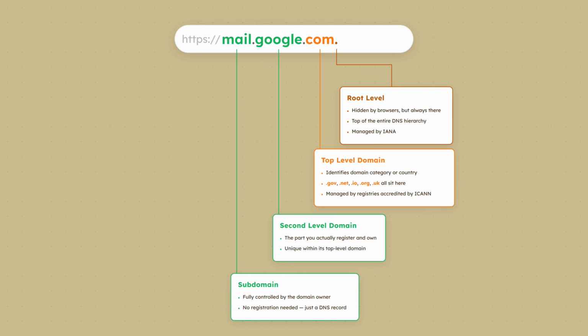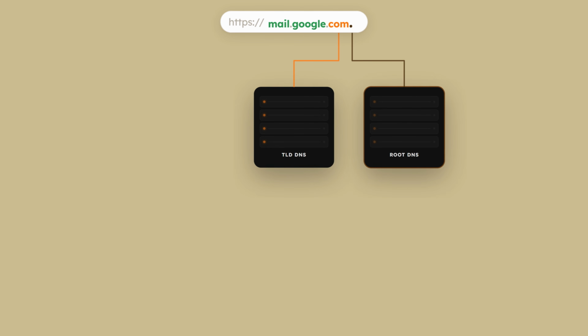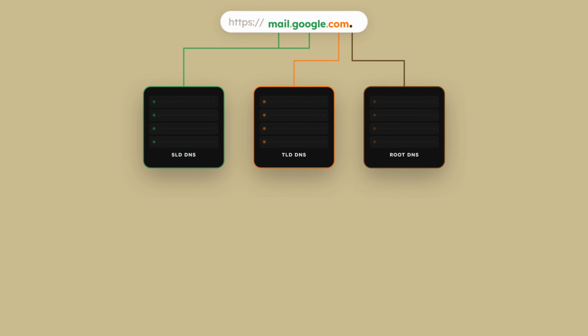The owner of google.com controls this completely. They can create as many subdomains as they want. No new registration needed. It is just a DNS record configured by the owner. Subdomains can also have multiple levels too. For example, n1.mail.google.com. Each of these levels has its own dedicated DNS server, though in practice, the second level domain and any subdomains are usually managed together on the same server.